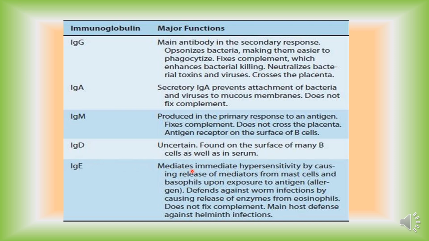Immunoglobulin E mediates hypersensitivity by causing release of mediators from mast cells and basophils upon exposure to any allergen. It defends against worm infections by causing release of enzymes from eosinophils. It does not fix the complement. It is the main host defense against helminth infection. So these were some of the major functions of different immunoglobulins.